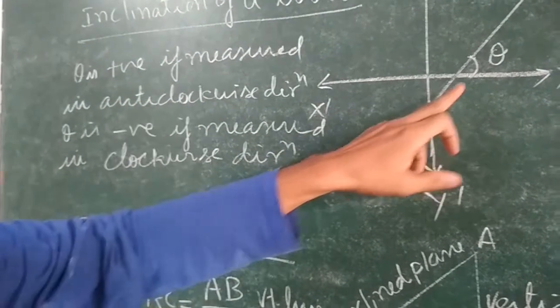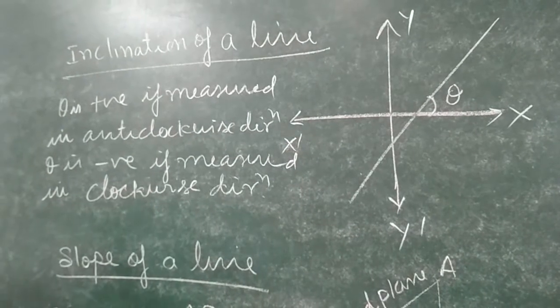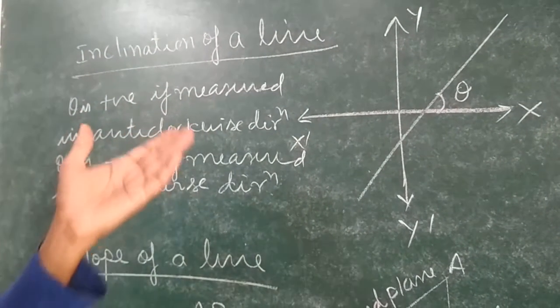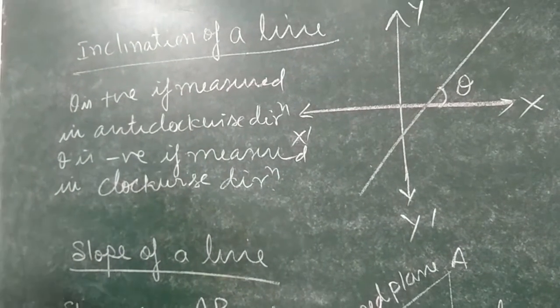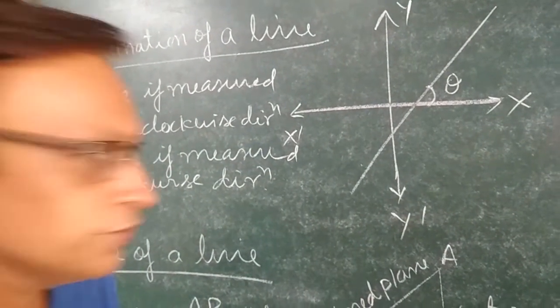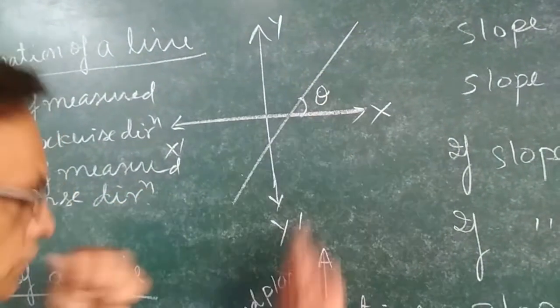If you measure this angle in anti-clockwise direction, then it will be positive. Theta will be positive if you measure in anti-clockwise direction, and it will be negative if we measure it in clockwise direction. Like this.